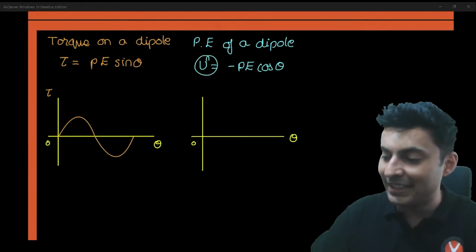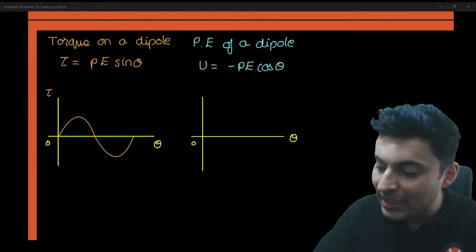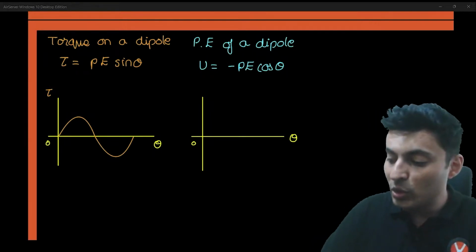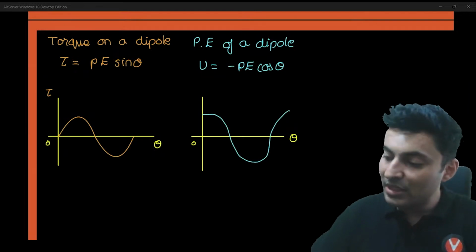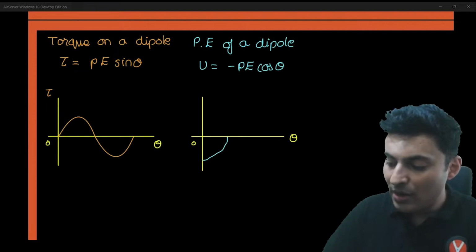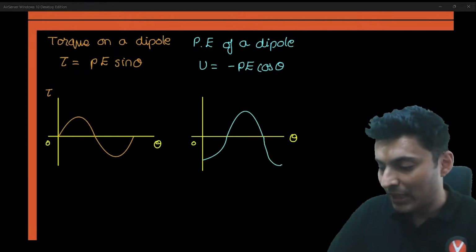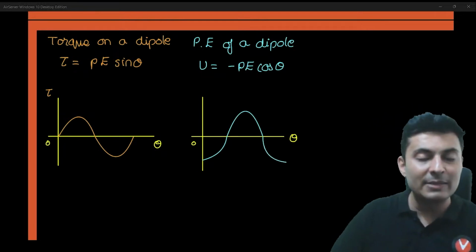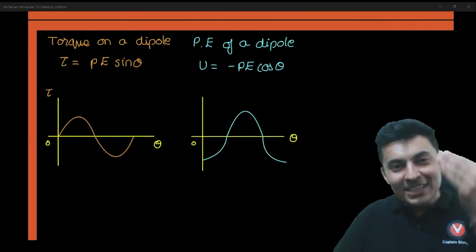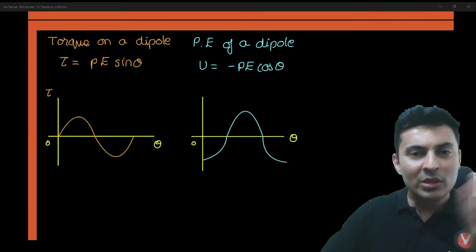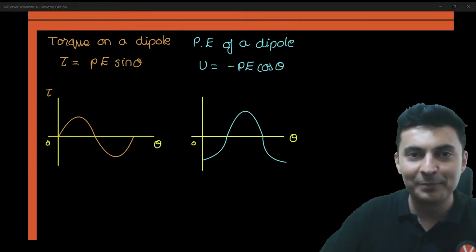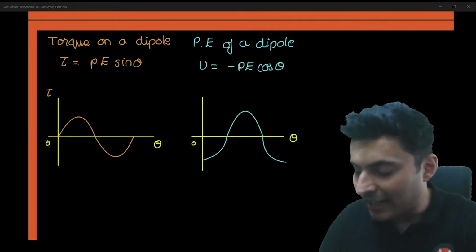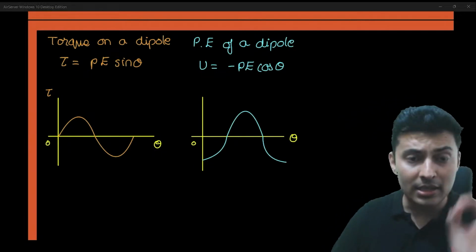Whereas potential energy is a cos graph, but be a little careful because it has a minus sign. The usual cos graph starts from a positive value, then goes to a negative value and then comes back to positive. This will be the opposite of that. So it starts from negative maximum, then goes to 0, then positive maximum, then 0, then negative maximum. That's the only difference. Otherwise, it is fine. Great. So you should know these graphs as well.